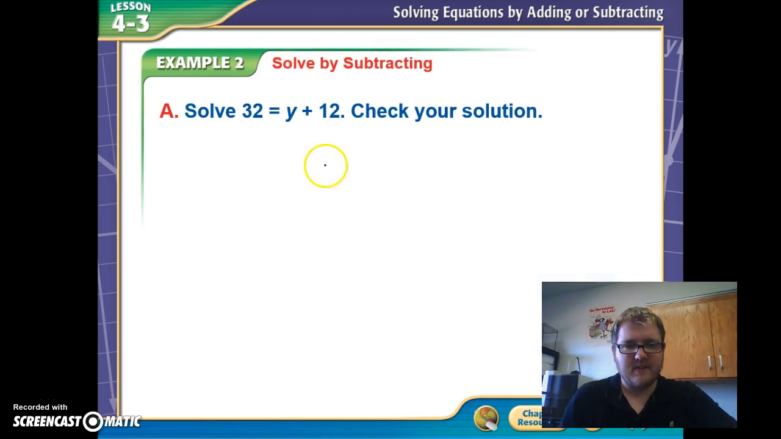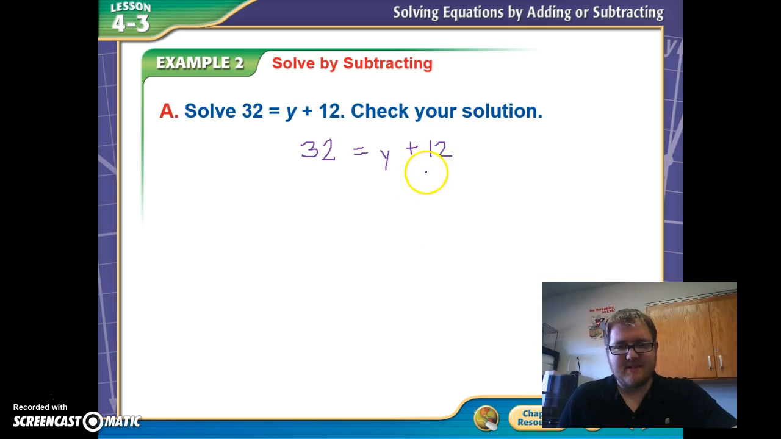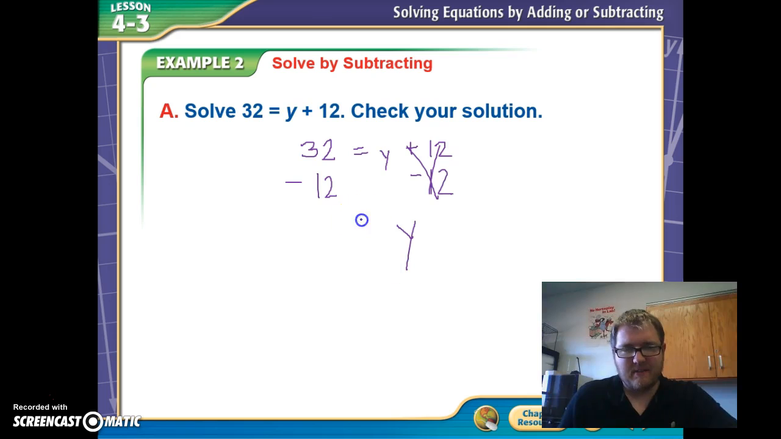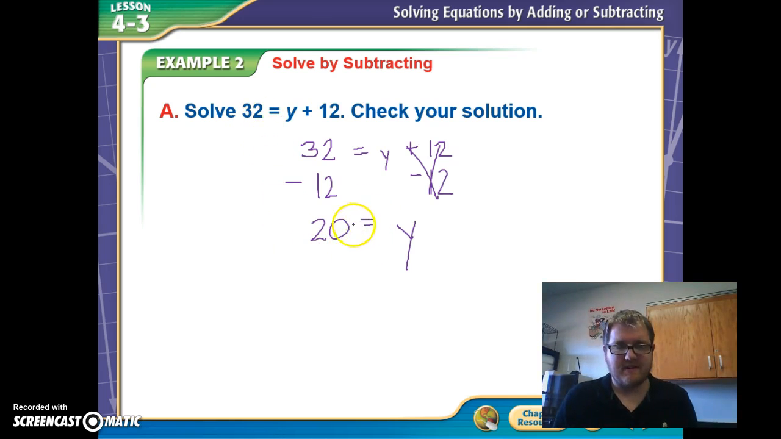So as an example, we'll use the subtraction property. We have 32 equals y plus 12. Let's get the y by itself. So we're going to use the subtraction property to subtract 12 from each side. And we get these to cancel out. We just have y on the right. 32 minus 12 gives me 20 on the left. Now checking my solution, is 20 plus 12 32? Indeed it is. So always remember to check your solutions to make sure that they're reasonable.